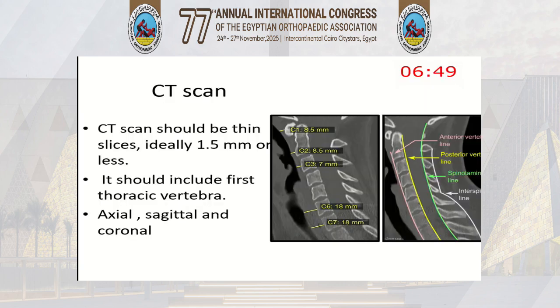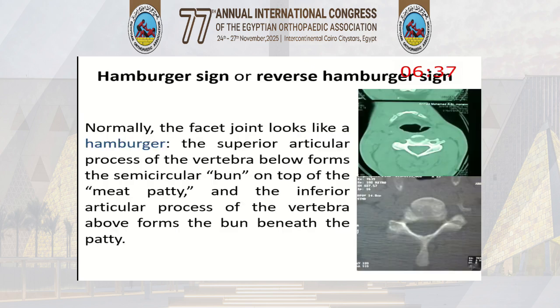CT scan should be thin slices, ideally 1.5 millimeter or less. It should include the first thoracic vertebra, and the protocol includes axial, sagittal, and coronal planes. In axial, there is a very important sign called the Hamburger sign or reversed Hamburger sign. Usually, the facet joint in axial plane looks like a hamburger, but if dislocated, it reverses and looks like the reversed Hamburger sign.